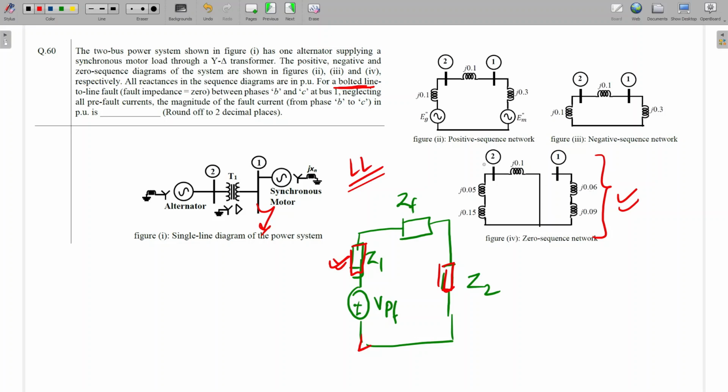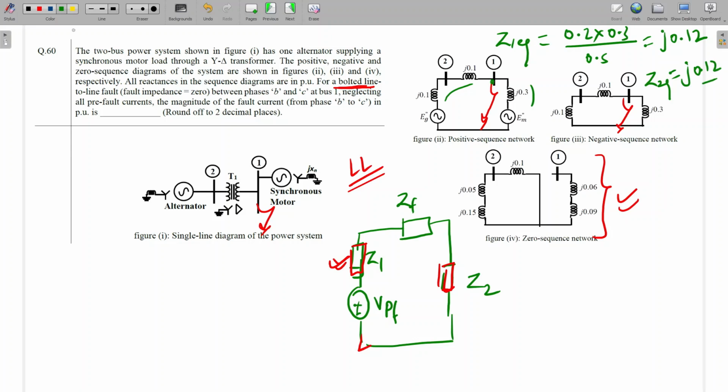Since the line to line fault is happening at bus 1, we can calculate the equivalent impedance with respect to this point. For positive sequence, we have 0.2 and 0.3 in parallel. Z1 equivalent will be 0.2 into 0.3 divided by 0.5, so it will be j0.12. Z2 is also the same, 0.2 and 0.3 in parallel, so Z2 equivalent will be j0.12. This will be the positive sequence current IA1. And what will be the fault current equation for LL fault?